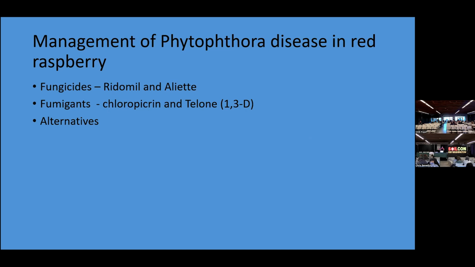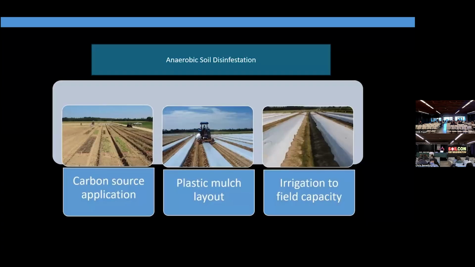So let's talk about the alternatives right now. So this one you're familiar with. I'll just give a summary of it. This is anaerobic soil disinfestation. The principle of anaerobic soil disinfestation is very simple. You change the environment of the soil by taking away the oxygen temporarily, right? Anaerobic is no air, okay? And the way you do this is you add a carbon source to the soil, you put plastic over the top, and then you add a whole lot of water.